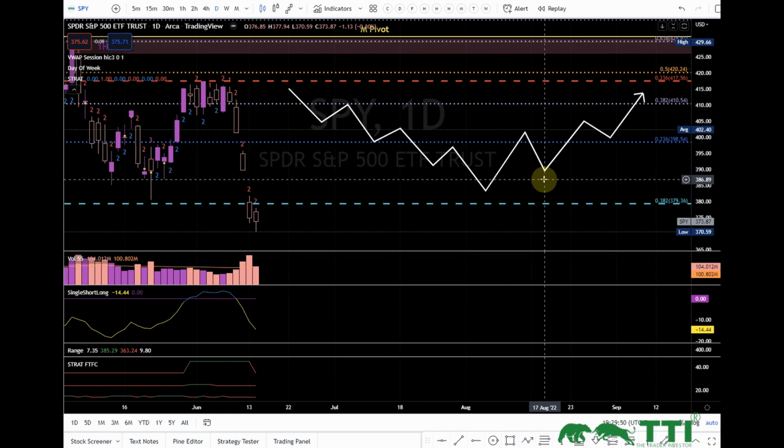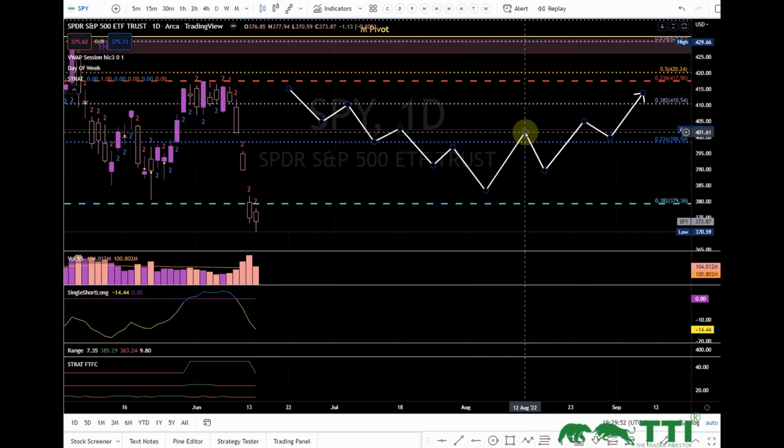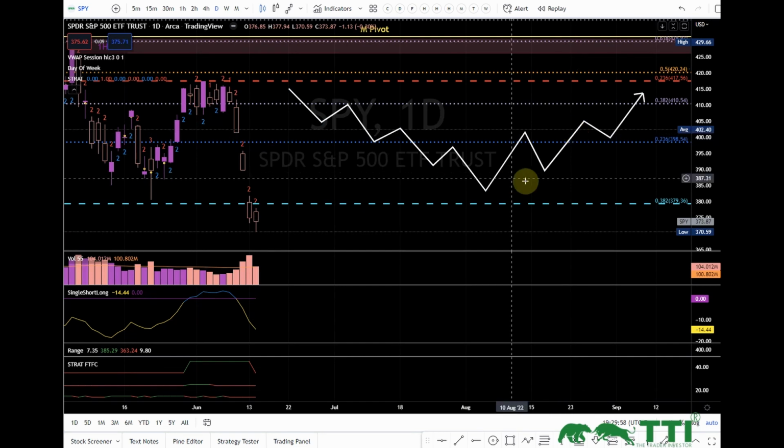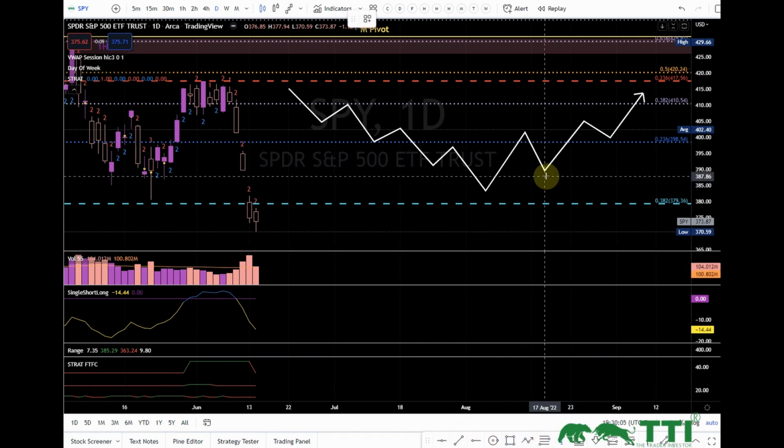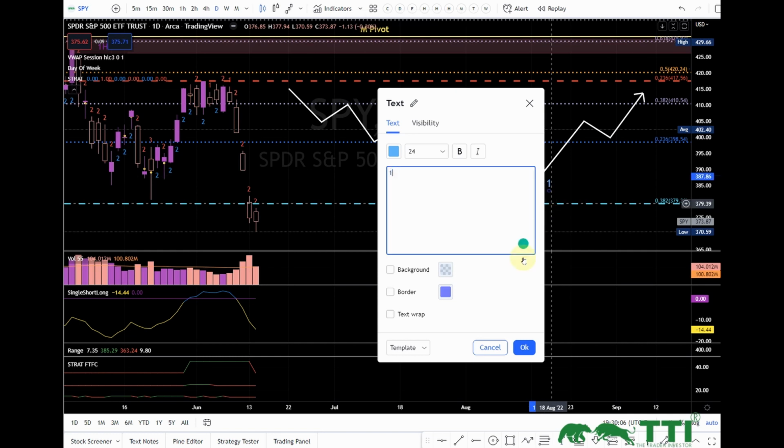Preference. If the one is up here, then you have to enter right when you break the one, the next time you come back there. But if your one is up here, then you enter when you break the two. So that's the only difference. So for added confirmation, this is my preference.